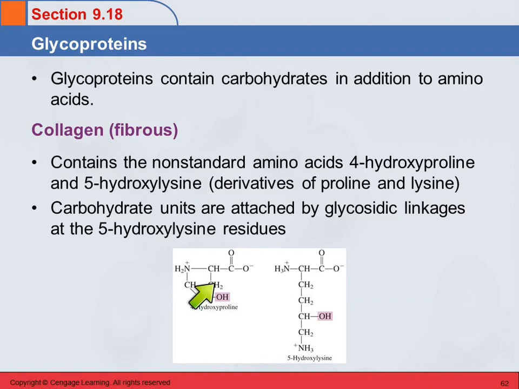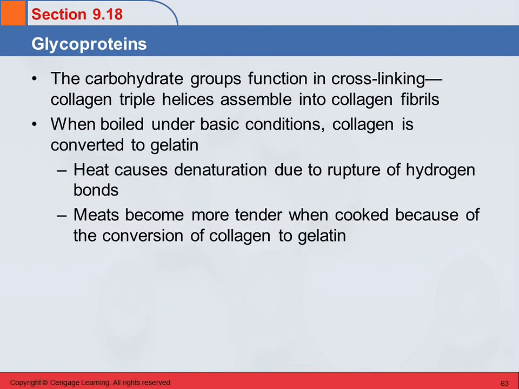So they're very similar to standard amino acids, but they've got that extra hydroxyl group on it. And it's this hydroxyl group that will attach to the carbohydrate units by glycosidic linkages. Those carbohydrate groups, I believe they're mostly mono and disaccharides, are going to function in cross-linking. And so the collagen has a triple helix and assembles into collagen fibrils, and then the carbohydrate groups are what are important in the cross-linking effect.